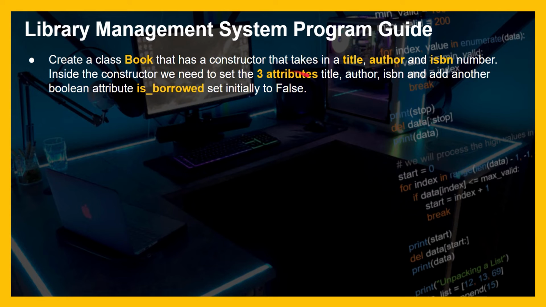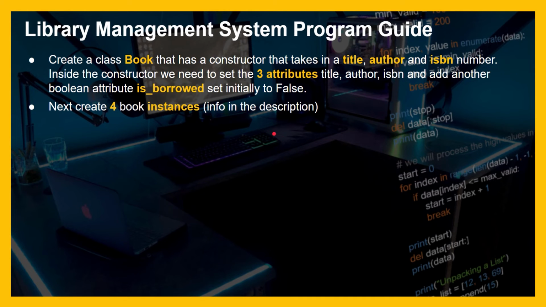Of course, this is based on what the constructor has received. And you need to add another Boolean attribute, isBorrowed, and set it initially to false. So if you don't know how a library works, basically you can borrow books from there. And there we go, we set isBorrowed to false. Next, you need to create 4 book instances.